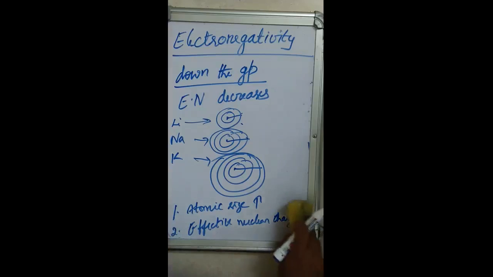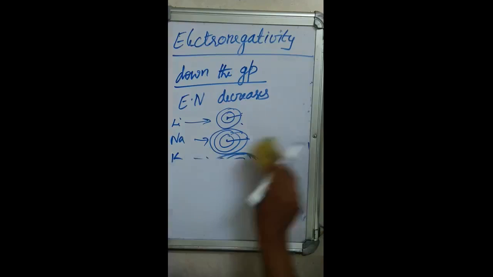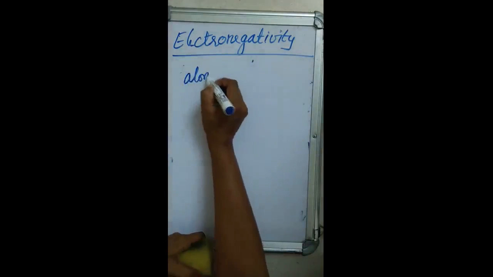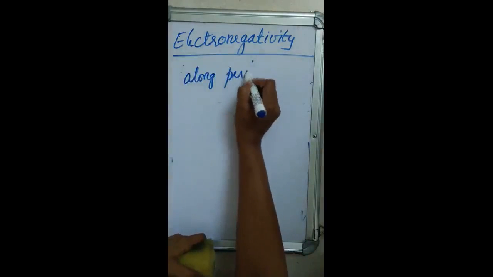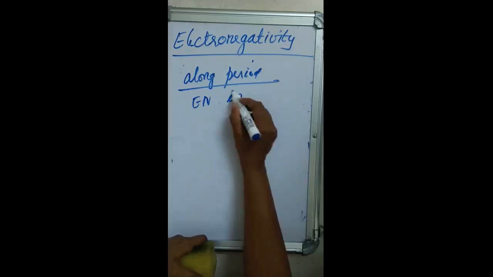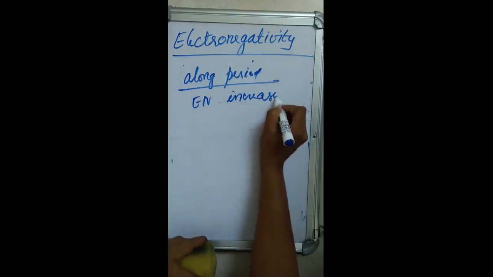And then along the period. Along the period what happened? The concept will be repeated. Along the period, electronegativity increases.